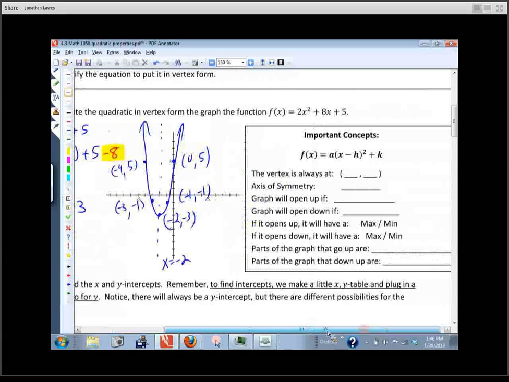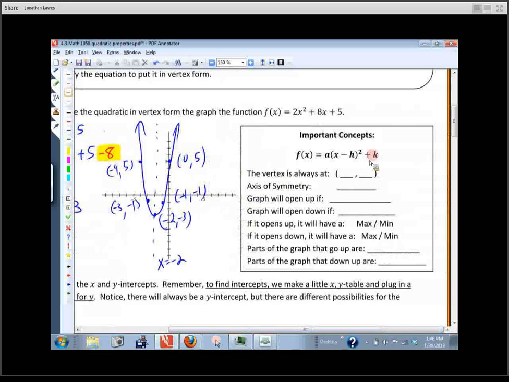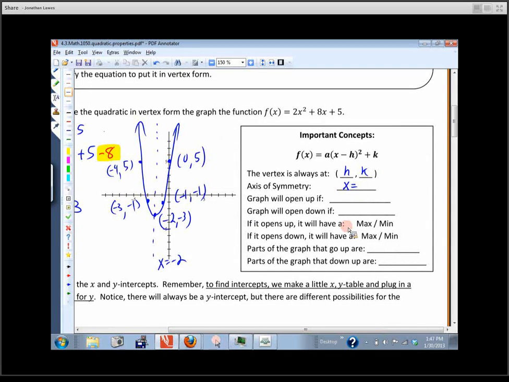All right, so if we have a quadratic in vertex form, the vertex would be at h, comma, k. The axis of symmetry is always x equals the x coordinate of the vertex, so that's going to be x equals h.